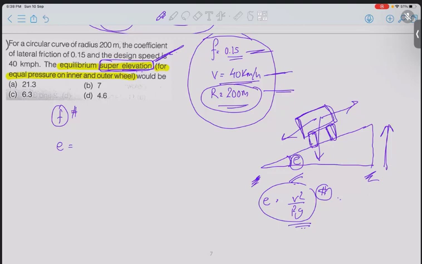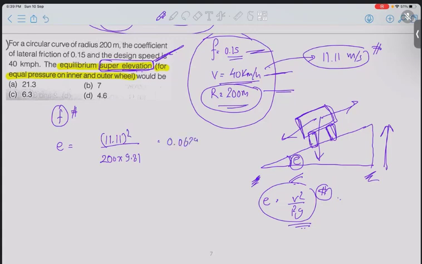So for 40 km per hour, if we remember, for 80 km per hour we got 22.22. So for 40 km per hour, we are going to get 11.11 meter per second. If we use this and calculate, we get this. So what is the answer? 0.0629, or 6.3%.